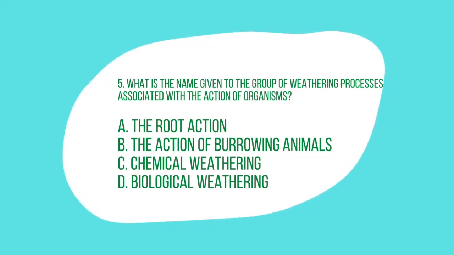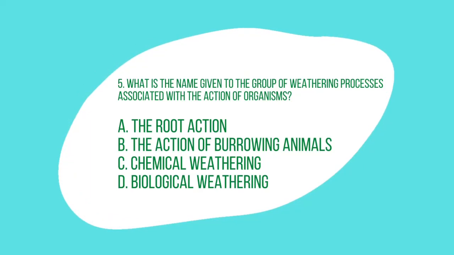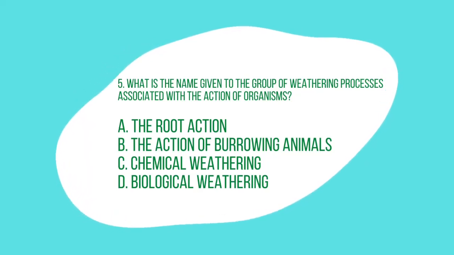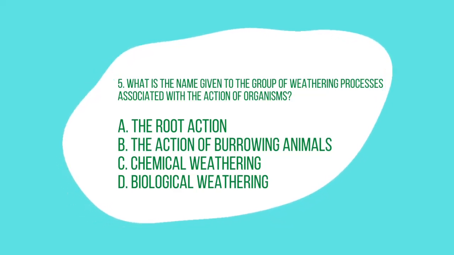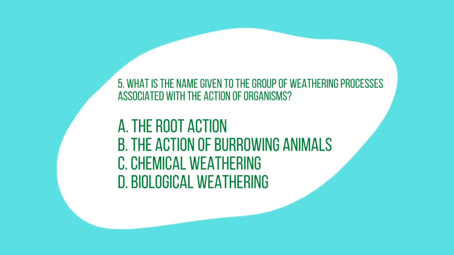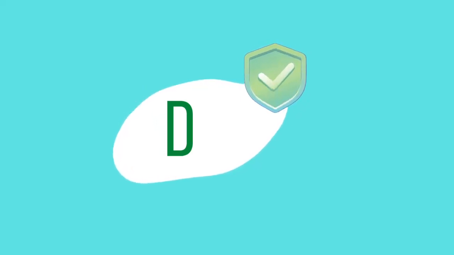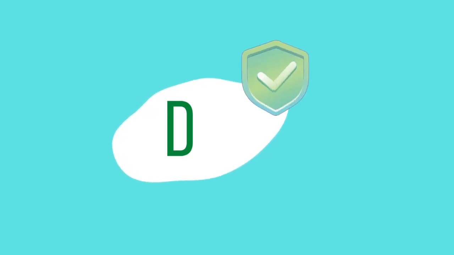And lastly, we have question number 5. What is the name given to the group of weathering processes associated with the action of organisms? Is it A, the root action, B, the action of burrowing animals, C, chemical weathering, or D, biological weathering? If your answer is D, you are correct. Biological weathering is the name given to the group of weathering processes associated with the action of organisms.